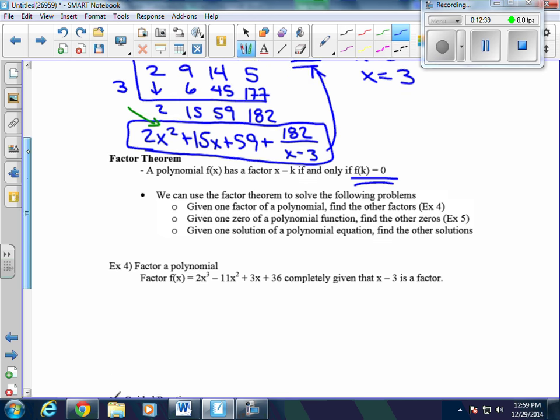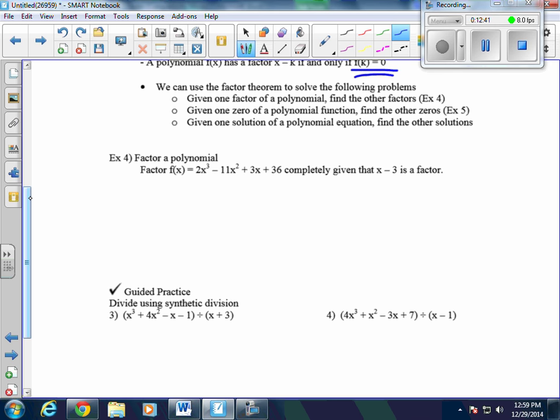All right, so if we look at example 4, they tell us that this x minus 3 is a factor. So I'm going to use synthetic division. It's a binomial. I'm not going to waste my time with long division. I'm going to go right to synthetic division. So we want to factor this completely. So we're going to have 2, negative 11, 3, and 36.